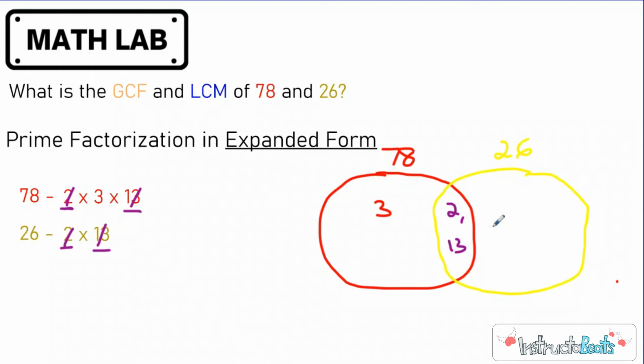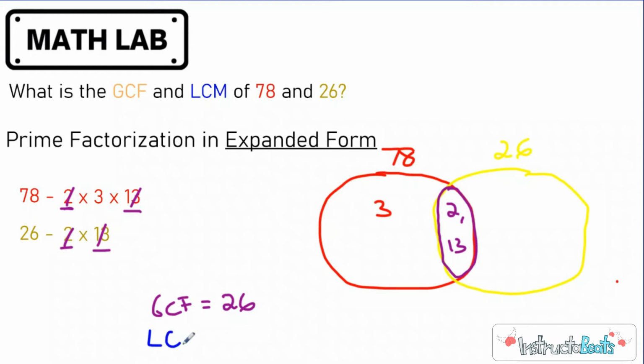Now, the really cool thing is, to find the greatest common factor, all you do is look at the prime factors they had in common, and we're going to multiply the numbers that are here. So 2 times 13 would be 26. So my greatest common factor for these is 26.